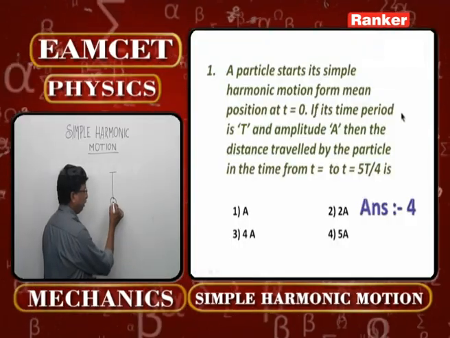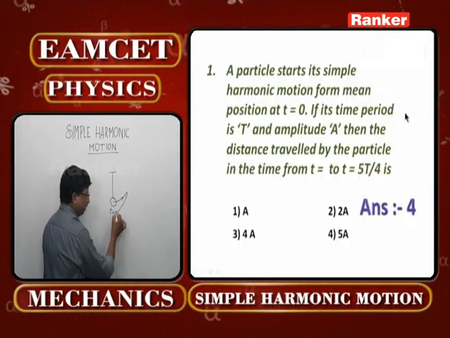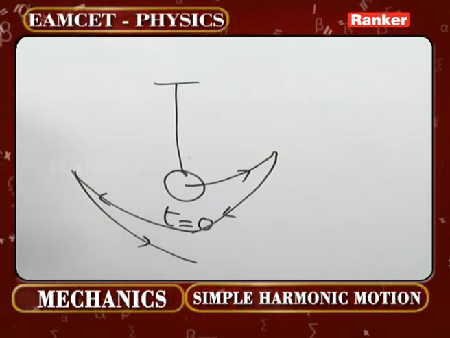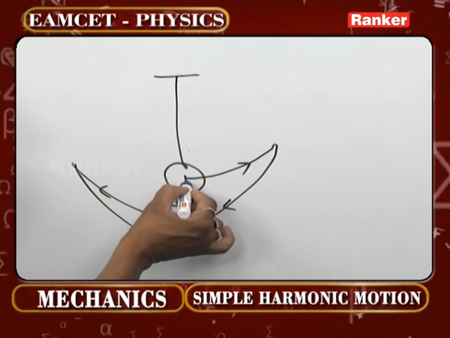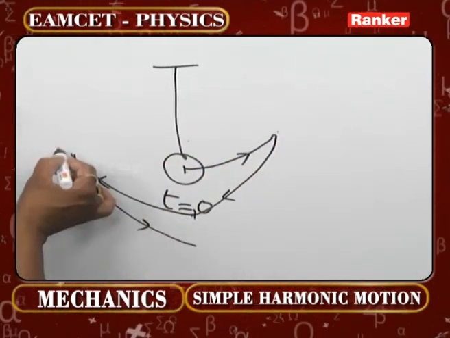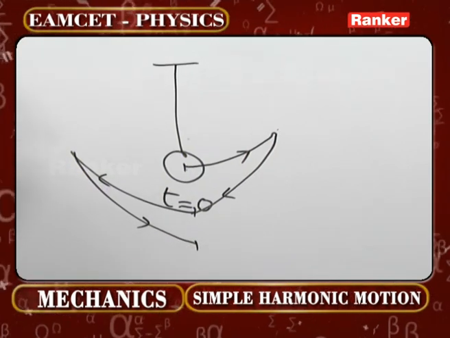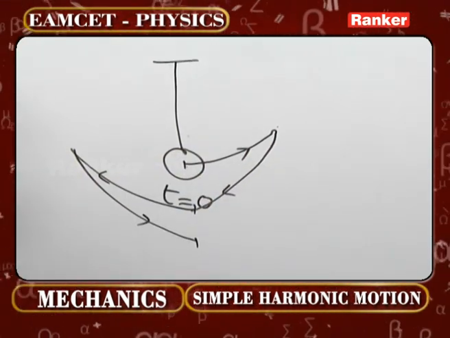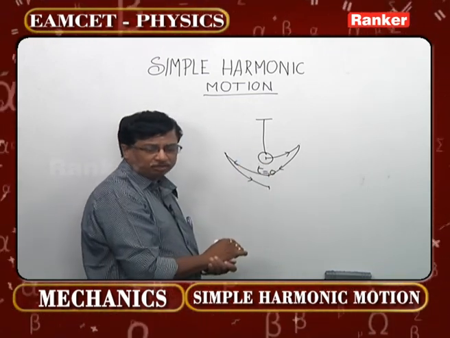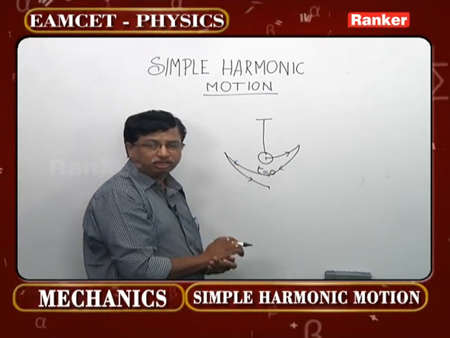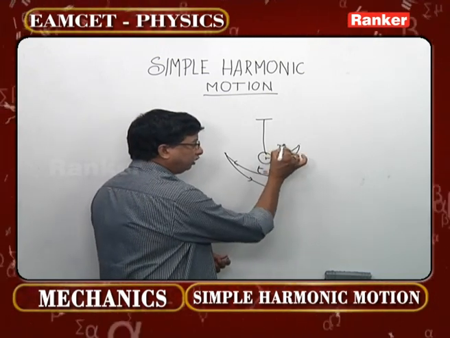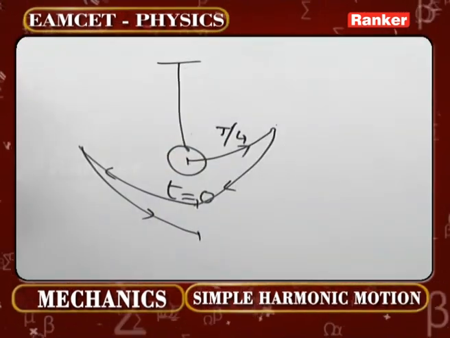Time period means what? It goes there, comes back, goes there and again comes back like this. That means starting from mean position going to the right extreme, coming back to mean position, going to left extreme, coming back to mean position. This covers one complete oscillation and the time taken for this complete oscillation is given as capital T in the problem. So, what you should understand is, to go there, it takes T by 4 time.